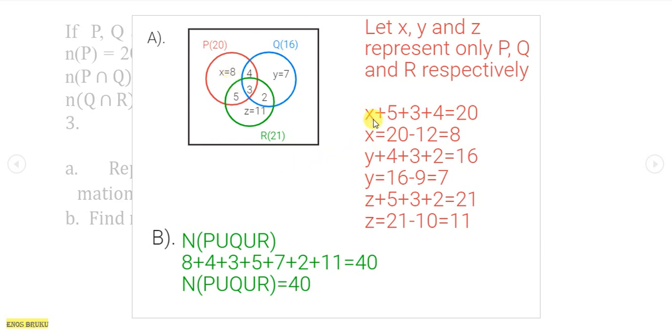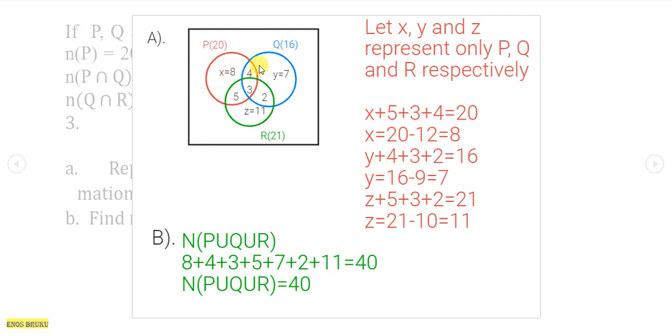Okay, so X plus 5 plus 3 plus 4 is equal to 20, and therefore X is equal to, we move the addition of 5, 3, and 4 to the other side. So 5 plus 3 plus 4 will give you 12. Okay, so 20 minus 12, which is 8, and therefore the X will be equal to 8.